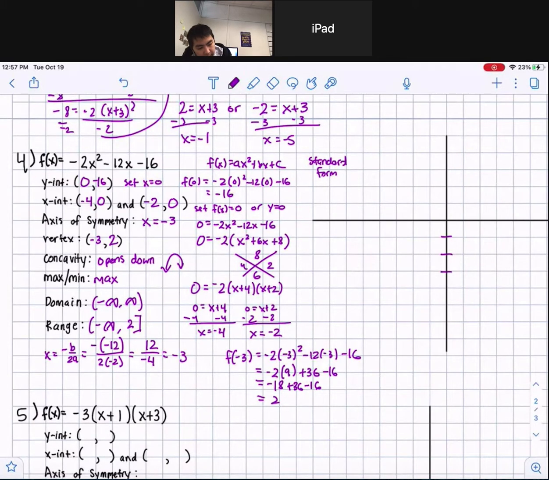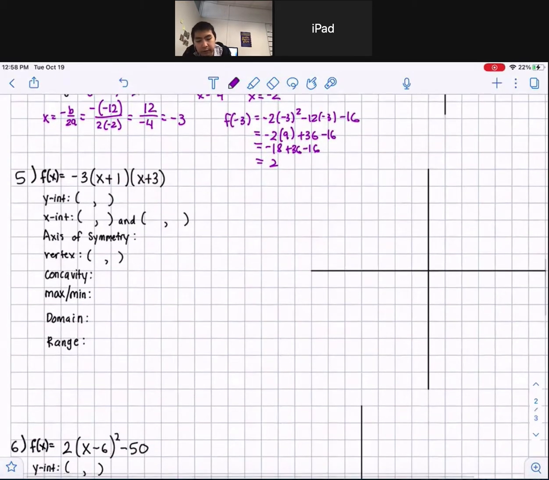And now we can graph all of this stuff, right? I'll just go by 4s. So negative 2, 0, x-intercepts are on the x-axis. So there's negative 2 and negative 4. Y-intercept, 0, negative 16. And your vertex, negative 3, 2. I'm going by 4, so negative 3, 2 is right there. And there's your graph. Do not forget to graph the axis of symmetry as well at x equals negative 3.